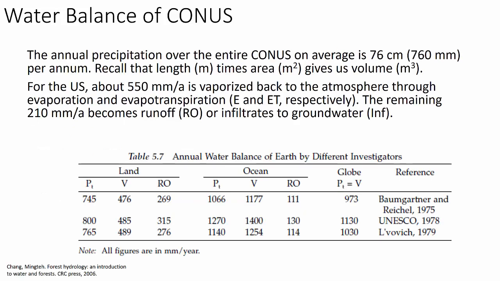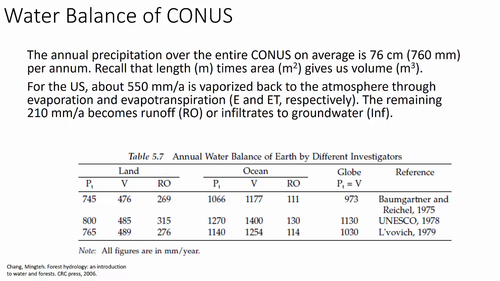The annual precipitation over the entire continental United States, CONUS, on average is 76 centimeters, 760 millimeters per year. Recall that length, that's 760 millimeters, or 0.76 meters, times area, square meters, gives us volume, cubic meters. So this is fundamental unit conversion. L times L times L gives you L cubed, which is the unit of volume.